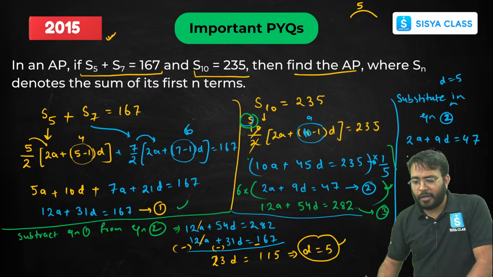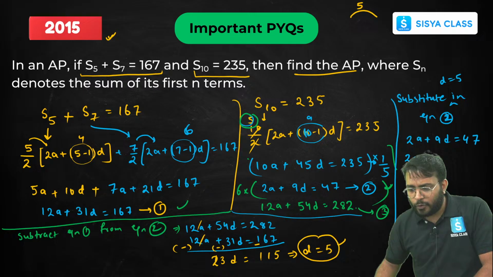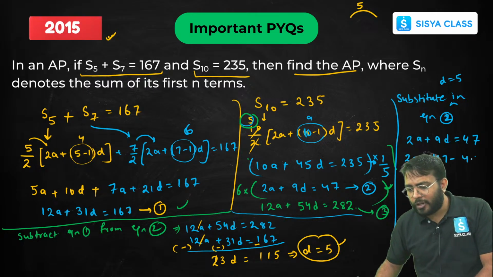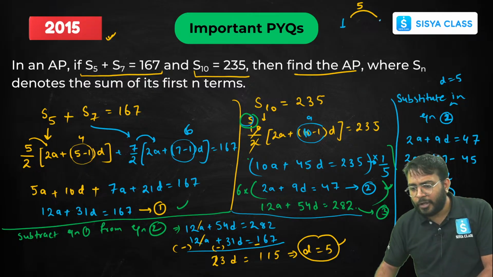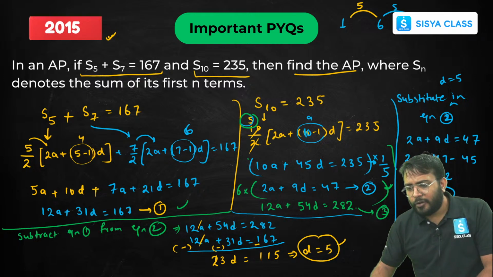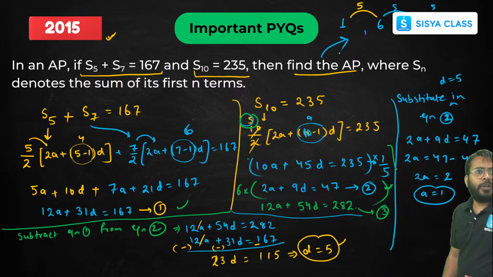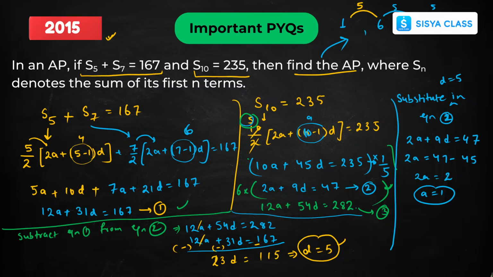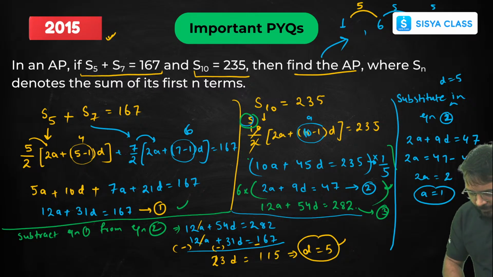So here 2a is equal to 47 minus 9d, which means 9 into 5, that is 45. That means 2a is going to be 2, and that means a is going to be 1. So your first term is 1, your second term is 6, your third term is 11, your next term is 16. This is going to be your AP. Yes or no? Understood. Okay, fine.